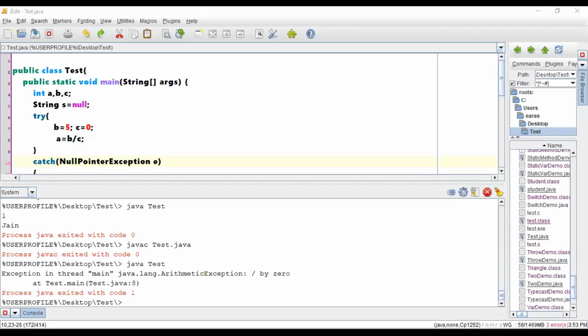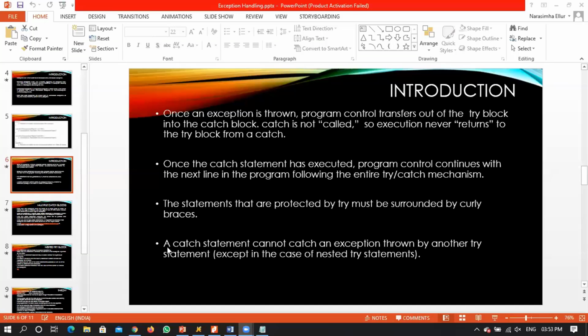That is the reason when we share the slides, you have to go through the slides properly. Here we wrote a statement in the introduction. The last point says: a catch statement cannot catch an exception thrown by another try statement. Right? So with respect to your program, what is actually happening?